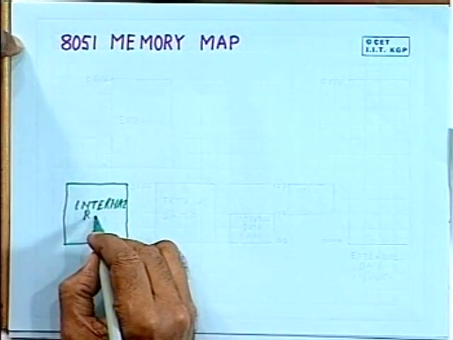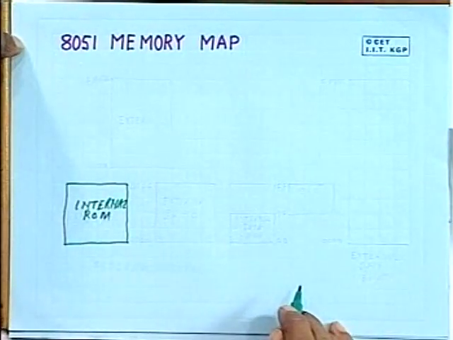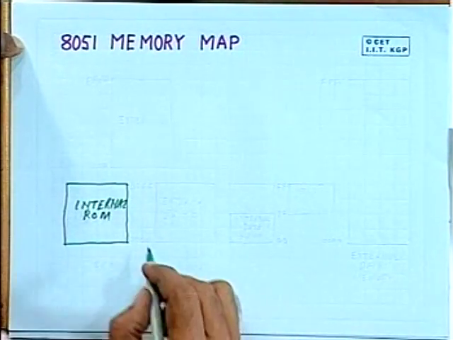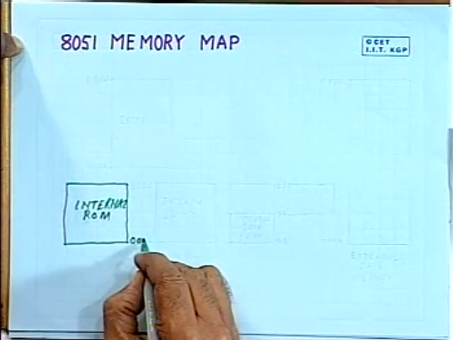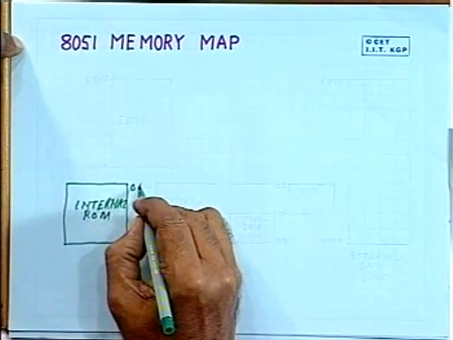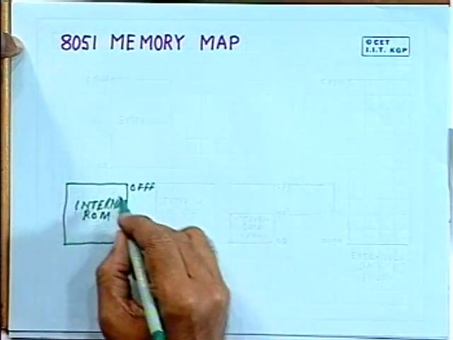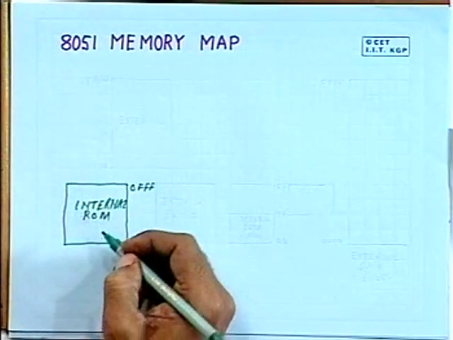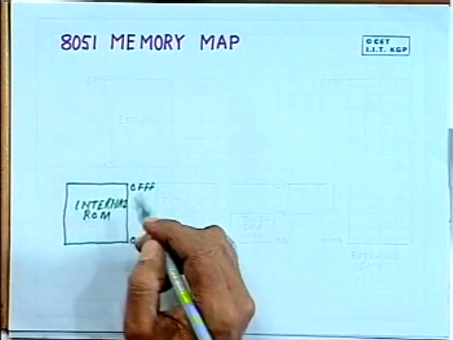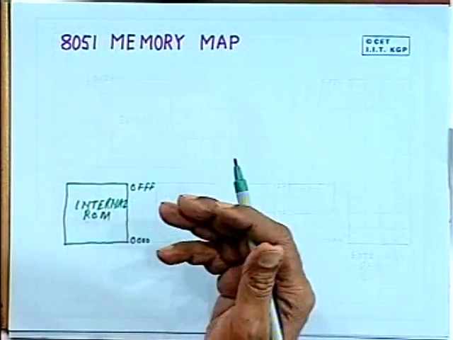This is your internal ROM. Internal ROM is 4 kilobytes, and it starts from 0000 to 0FFF. This is your internal ROM, and in this case, how do you know that the data is coming from internal ROM or external ROM? Because for the sake of flexibility, there is a facility for having external ROM as well.